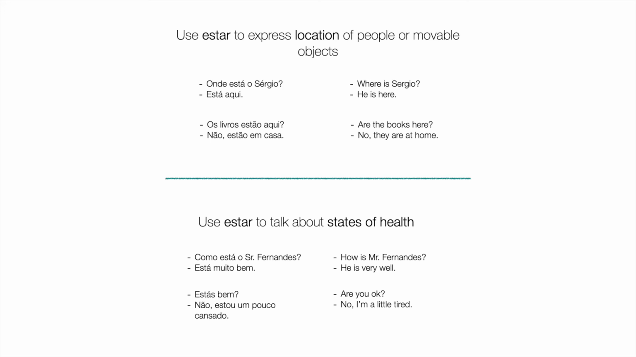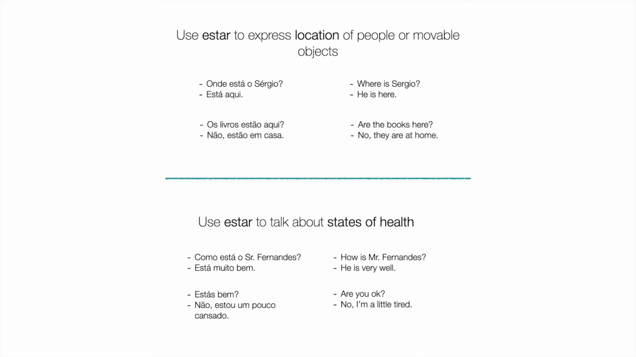So again, when you're talking about the location of people or movable objects, it's the verb estar. And also another thing that theoretically is a shifting state would be someone's state of health, right? If you're talking about how somebody's feeling. So think about that. Estar is more of how, right? How would you find this thing at that particular moment?